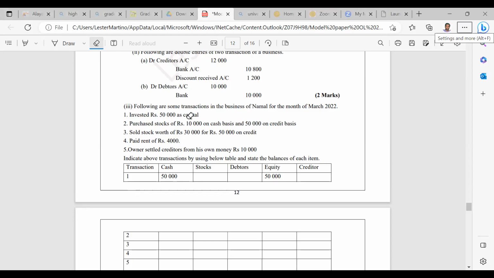Minusha, last one. Creditor minus 10,000 rupees, equity plus 10,000 rupees. Yes, owner settled. So creditor minus 10, equity plus 10. So that can be tested. If the owner settles, equity plus. And if the creditor is settling, equity minus.